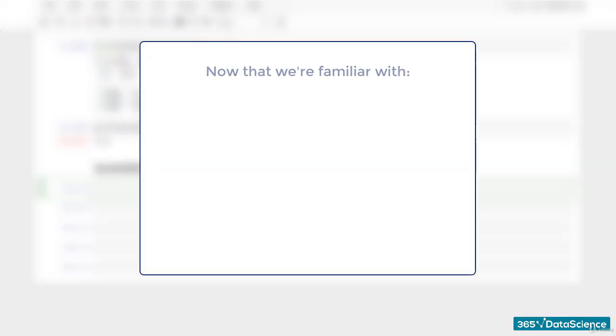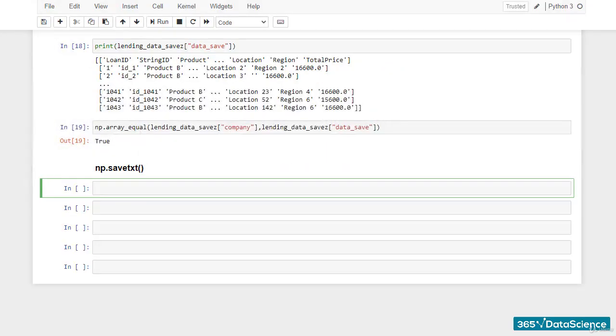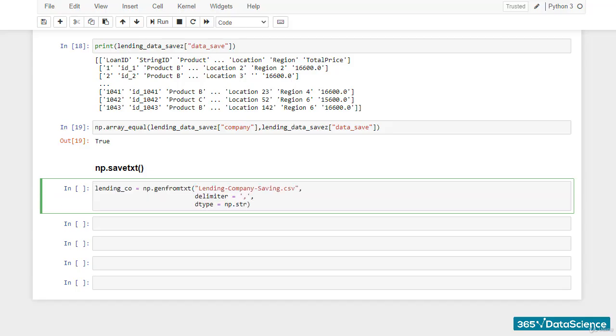Hello again. Now that we're familiar with NumPy save and NumPy savez, we're ready to learn how to store data into text files. To do so, we'll explore the capabilities of the NumPy savetxt function. Just like last time, we'll begin by importing the dataset we'll use in this lecture. Since the file is the same, we can just reuse the code from earlier.